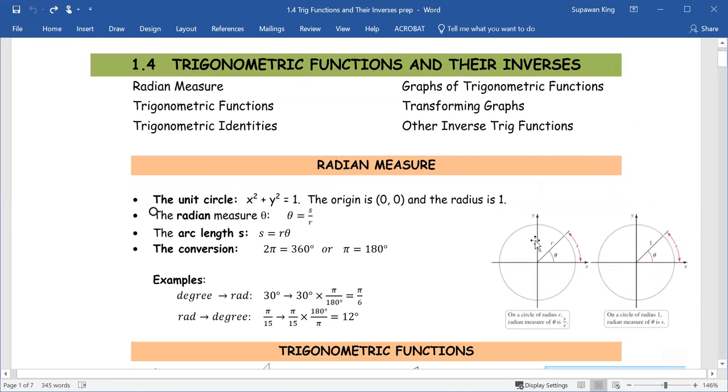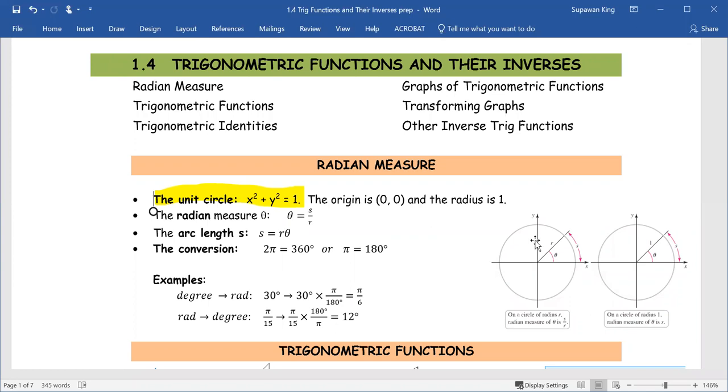Section 1.4, Trigonometric functions and their inverses. Radian measure. The unit circle is in the form of x squared plus y squared equals 1, where the origin is at (0, 0) and the radius is 1.